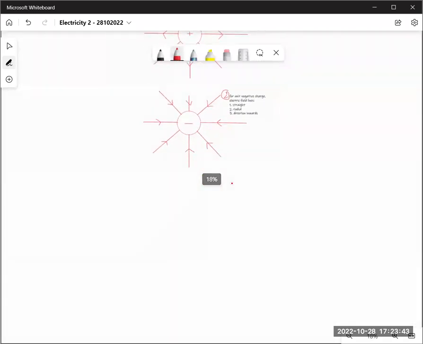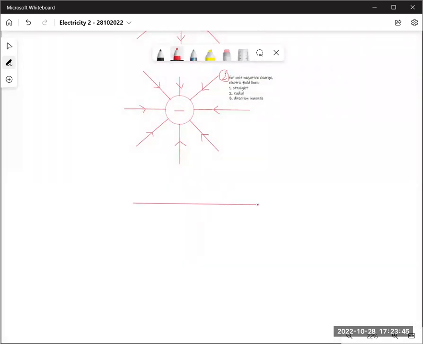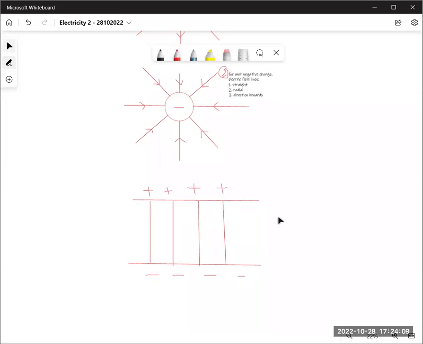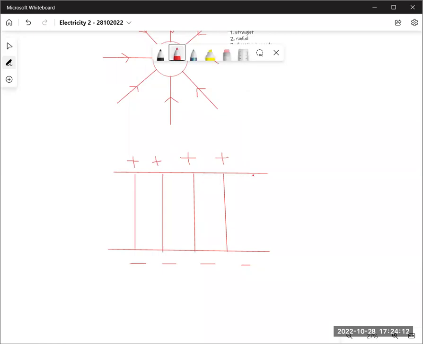The third type is going to be this one. If I have two plates, let's say one positive plate and one negative plate, the field lines are always going to be straight. And what we realize is that the direction is always positive to negative.